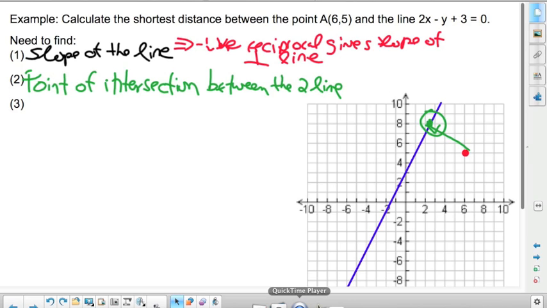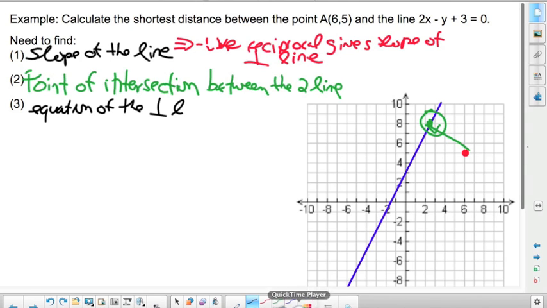What's the third thing you think we need? Another point on the line? No, not quite. Another line? Yeah, well, we do have another line. Do we know the equation of it? No. That's what we need. So the last thing we need is the equation of the perpendicular line. Okay, so in other words, we need the equation of that green line.